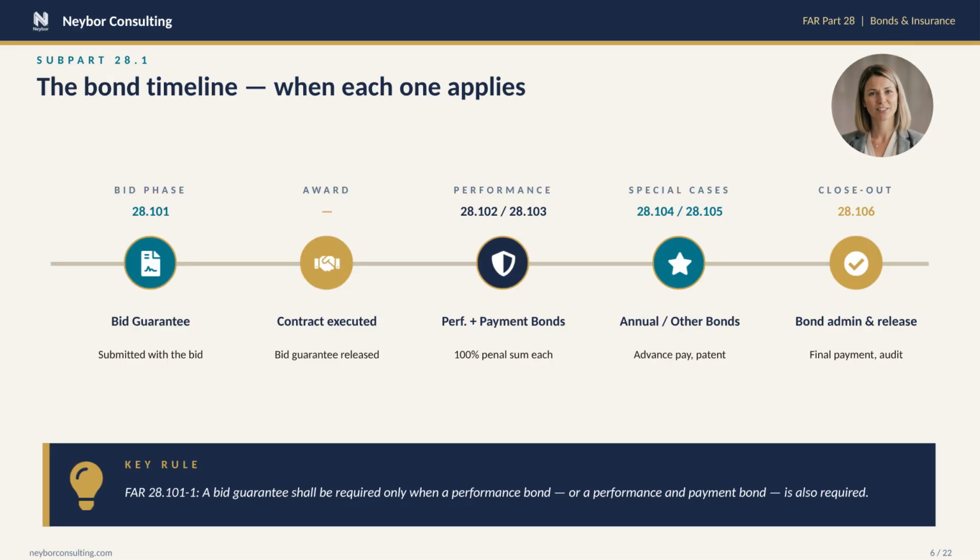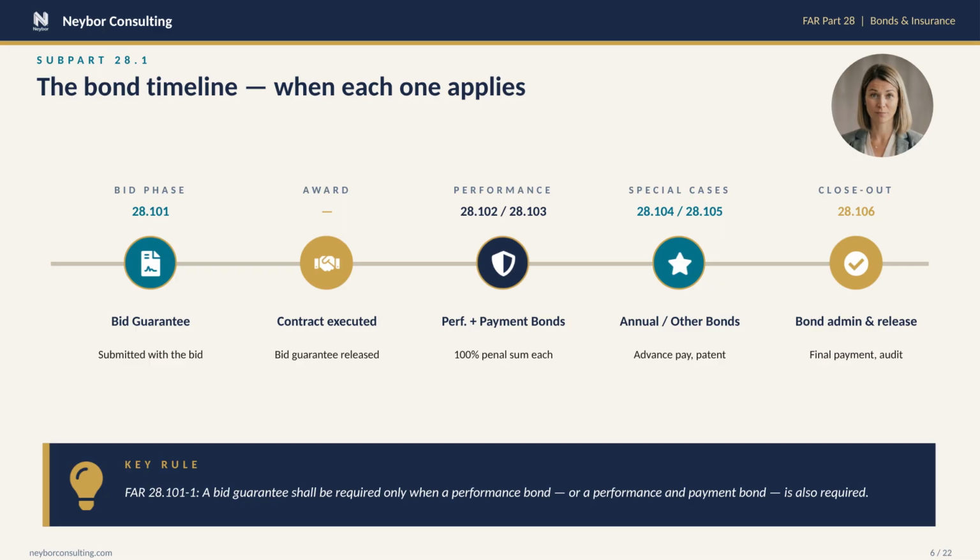The bond timeline tells you when each instrument from Subpart 28.1 enters the picture. Stage 1, the bid phase. Section 28.101 requires a bid guarantee anytime a performance bond will be required. Notice the conditional, no performance bond, no bid guarantee. Many contractors get this backwards. Stage 2, award. The contract is executed and the bid guarantee falls away. It has done its job.